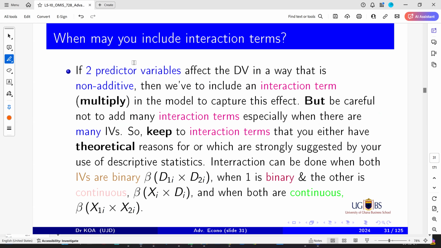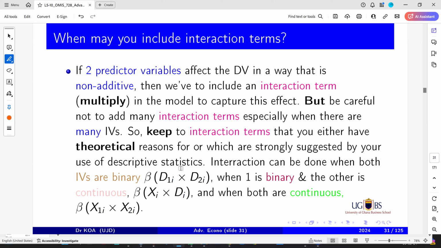and we'll come to fix it, but I just want to indicate this. Okay, so we made a point of this interaction that you should be careful not to add too many interaction terms, especially when there are many independent variables. Okay. It has to be backed by theory, basically.